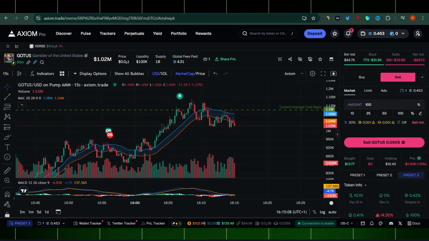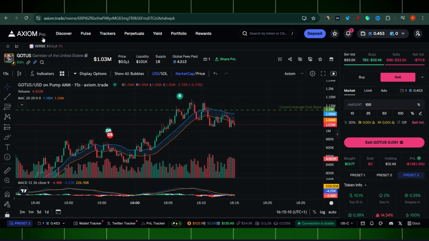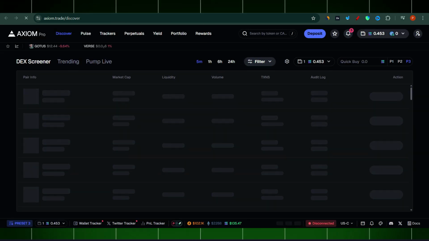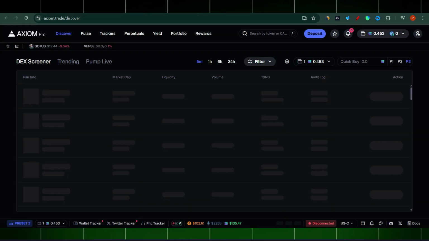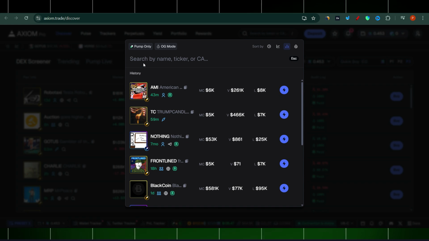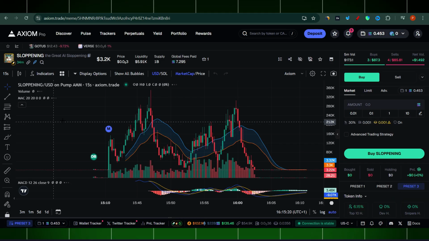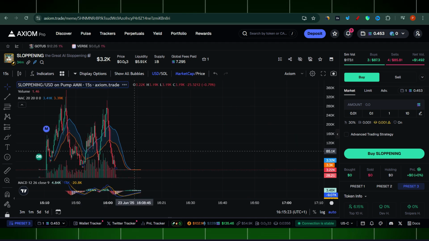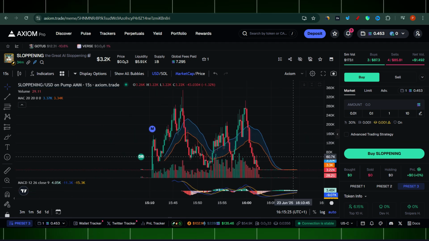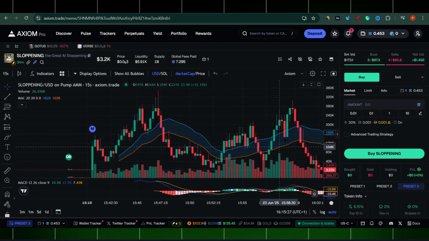So now let's go back inside the Axiom Pro, and let's look into that code which ATM.pay introduced to us. So let me have a look here. Okay, that was introduced 34 minutes ago. So this coin actually didn't go well for when it was 34 minutes ago.